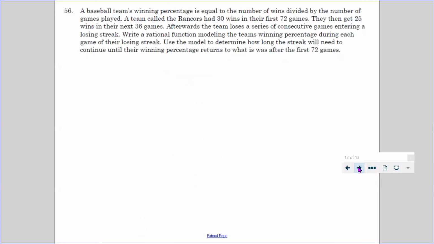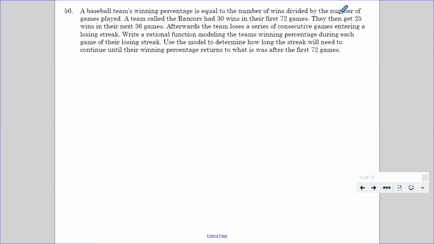We'll do number 56 right now. All right, so this one's really, really weird, but all we need to do is really set it up. So for this one right here, I'm told that a baseball team's winning percentage is equal to the number of wins divided by the number of games played. So like the amount of games you win divided by the amount of games you played tells you your winning percentage, right? And a team called the Rankers had 30 wins in their first 72 games.